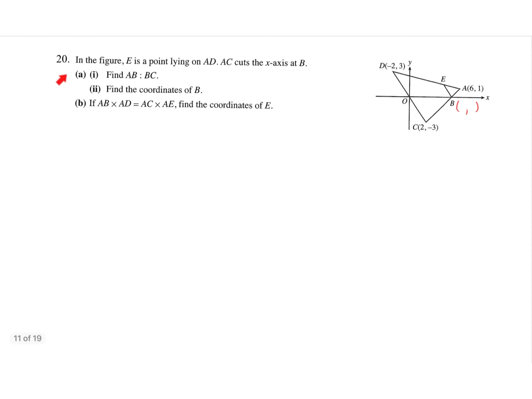Okay, for this question, you will do part A1 and A2 on your own. It's pretty much the same as the previous questions. B is a point that cuts the x-axis, so you should know something about one of its coordinates. And then you will find the ratio, and find the coordinates of B. If you are not sure, you can go back to previous videos and see what is the connection there. And when you have finished part A, you can continue to play the video.